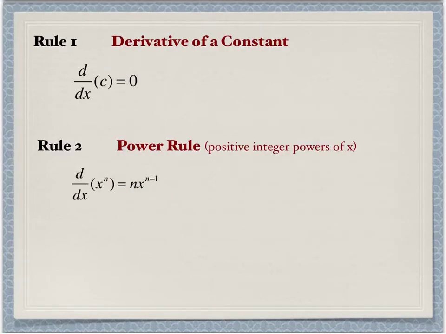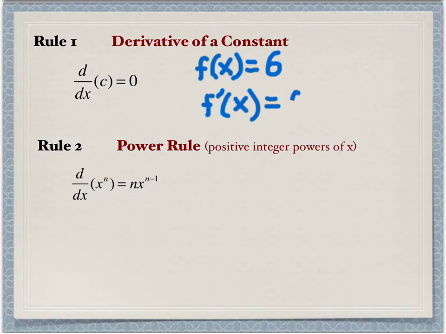Here we go. First of all, the derivative of a constant. By a constant we mean just a single value or single number. For instance, if we had f of x equals 6, that's just a straight horizontal line if we were to graph that, and certainly the derivative of that is going to be 0. Why? Remember, derivatives are essentially slope, and the slope of a straight horizontal line will always be 0.